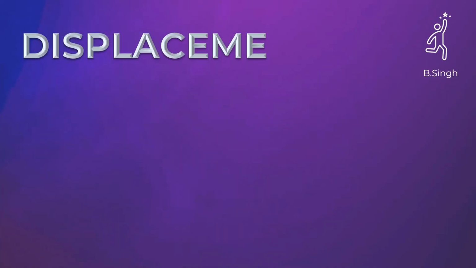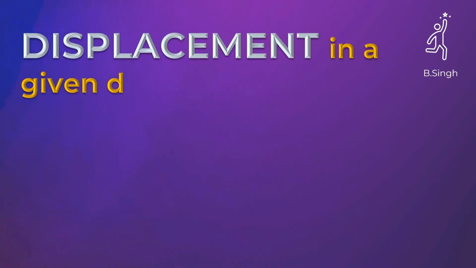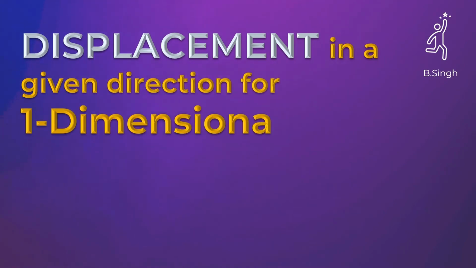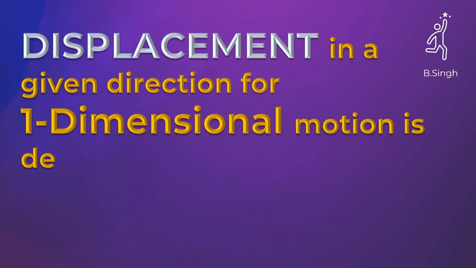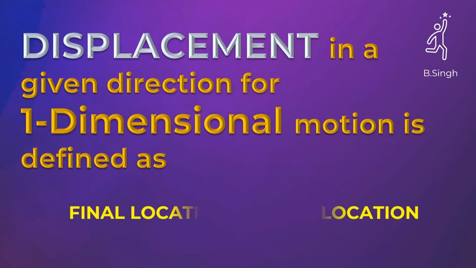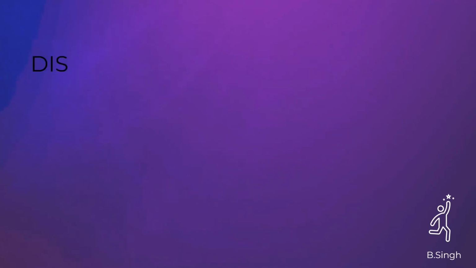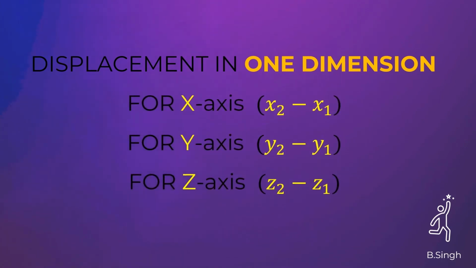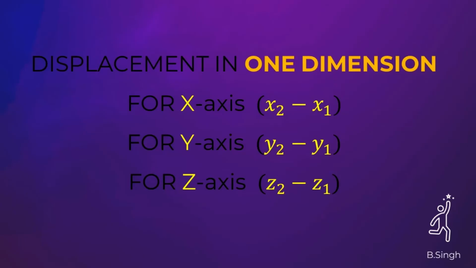Now let's define displacement mathematically. The displacement of any object moving in a particular direction along the preferred axis will be the difference of its final and initial coordinates, and these coordinates will be a single digit for one-dimensional motion. For example, x2 minus x1 along the x-axis, y2 minus y1 along the y-axis, and so on.